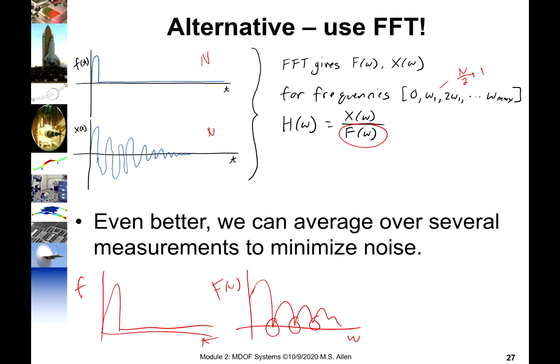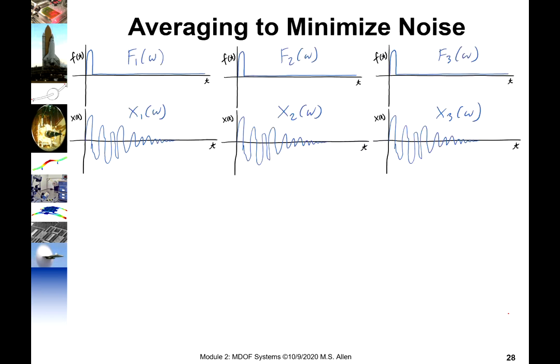So we could improve on this if we could apply several forces and average the results together, because maybe the second force would look like that, and as we average those together, we might get a smoother spectrum. So that's the approach that I'll talk about next, and that's really what's used in practice in industry all the time.